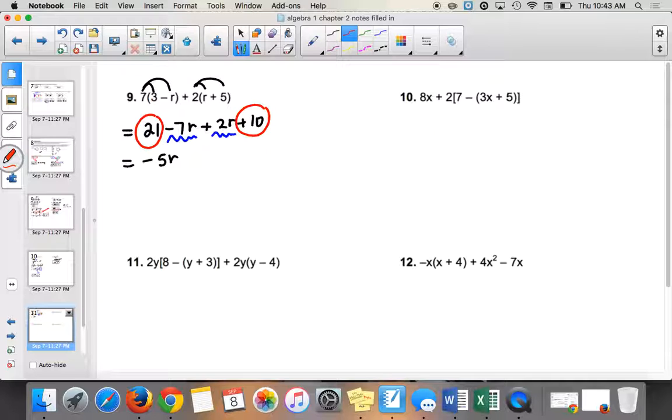Now, a lot of my dyslexic students will have trouble with this because when they see the 21, they see that negative next to it, and in their head, they see negative 21. Does that make sense? So if you need to circle so you can say, okay, the sign in front of this is a plus, or if you need to put a plus in front of it so you know, okay, that's positive 21, you can do that. So we have 21 plus 10. So 21 plus 10 is 31.